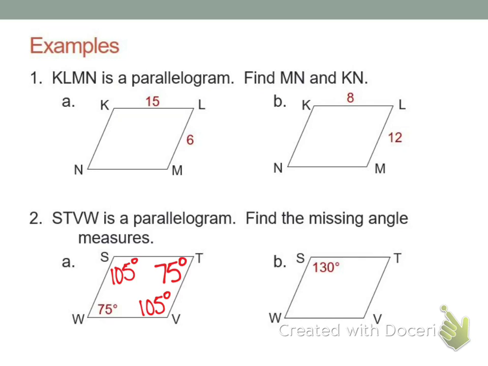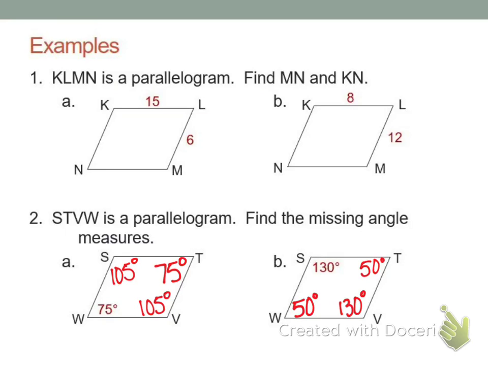All right, finally on 2B, which angle can we fill in right away? V is 130 degrees. How about the other 2? Good. 180 minus 130 would leave us with 50.